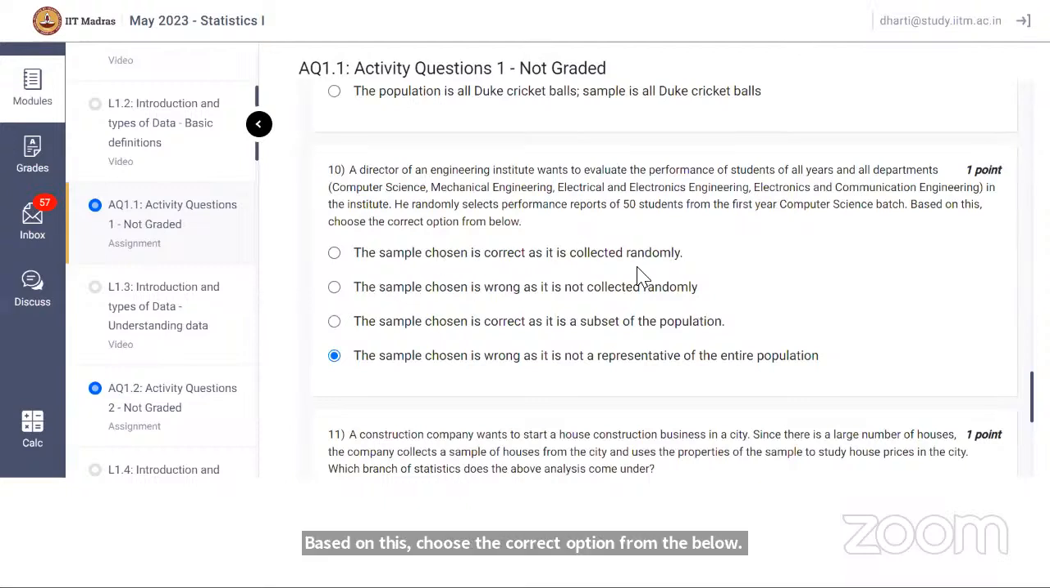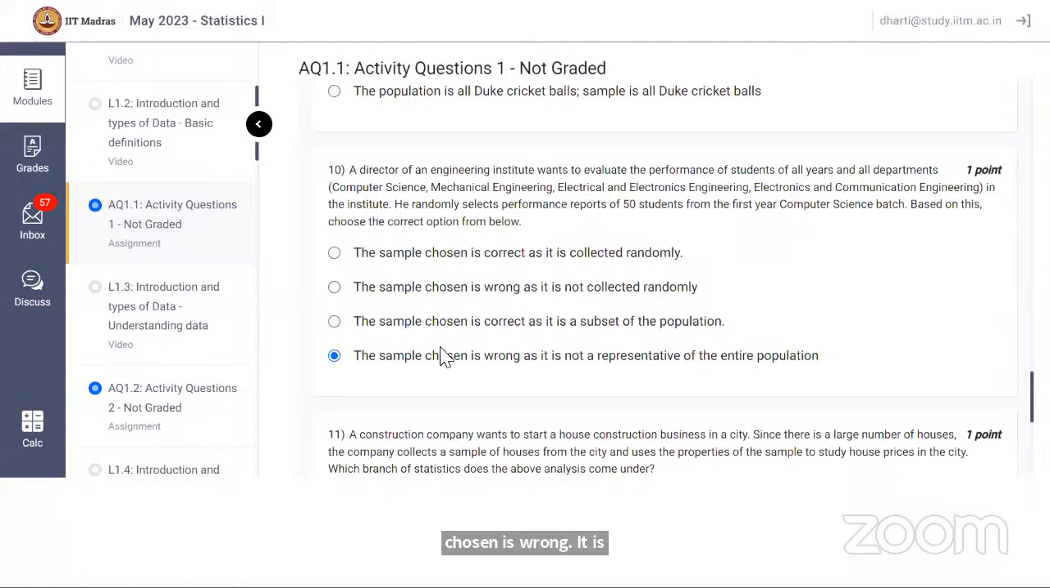Sample chosen is correct as it is collected randomly. So no, the sample was chosen from a particular department. That's why it's not collected randomly. So it's wrong. Again, the next one. It is wrong because it is not collected randomly. Sample chosen is wrong as it is not collected randomly.